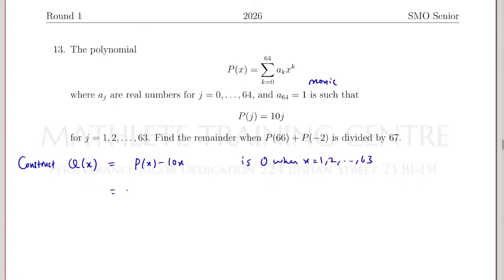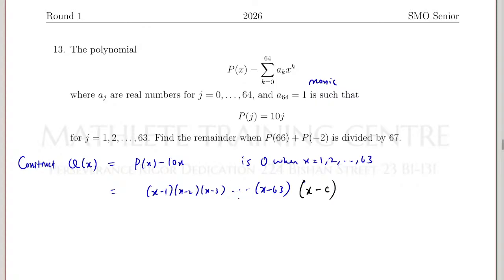So naturally there will be factors x minus 1, x minus 2, x minus 3, all the way until x minus 63. But you cannot stop here because originally the polynomial p is a degree 64 polynomial. Right now you have a degree 63 expression. So you still need to modify it by multiplying by a certain x minus a, or maybe let's call it c, some constant c.